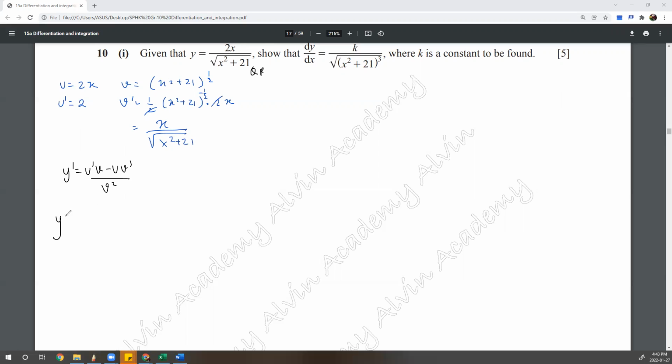y'(x) = u'v' ... 2 square root of x squared plus 21, right? Minus u v'(x), 2x times x over square root of x squared plus 21. You put the over thing again, v squared, x squared over 21. Okay.